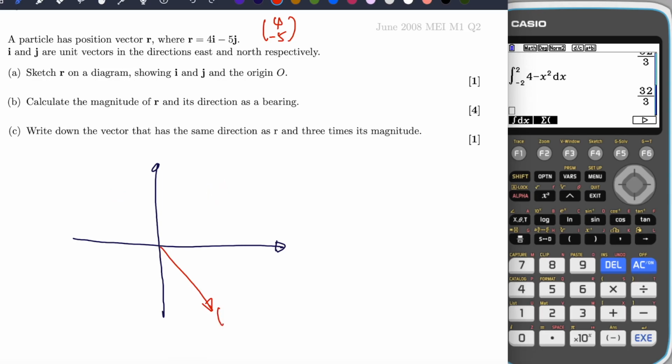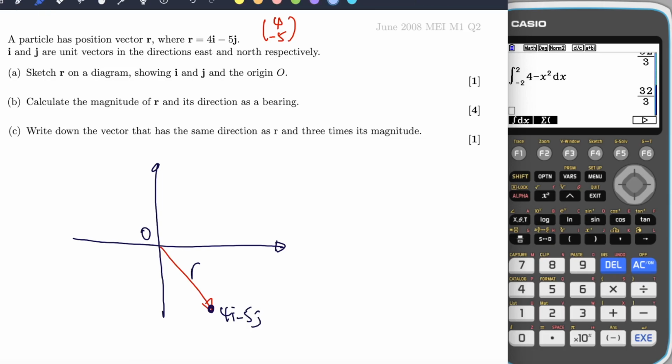Essentially, as a coordinate, it will be 4 and minus 5, which gives us this point over there, and there's R as a vector. Part A says sketch R on a diagram showing i and j and the origin O. So label this as the origin O. And because they specify i and j, I'll write it as 4i minus 5j. So that's part A of the question, sketching out on a diagram.